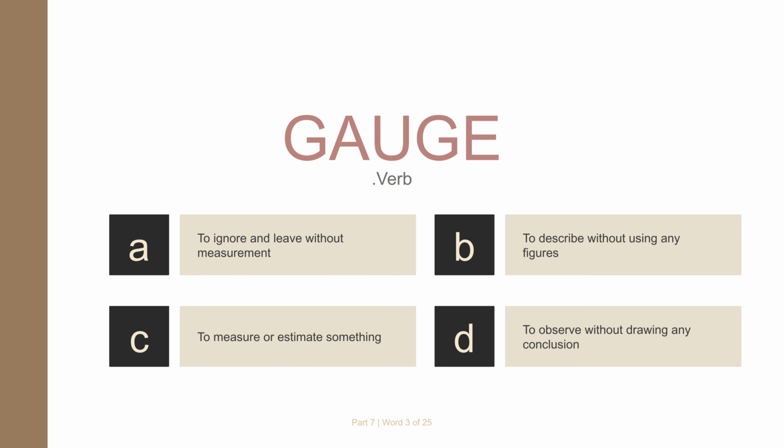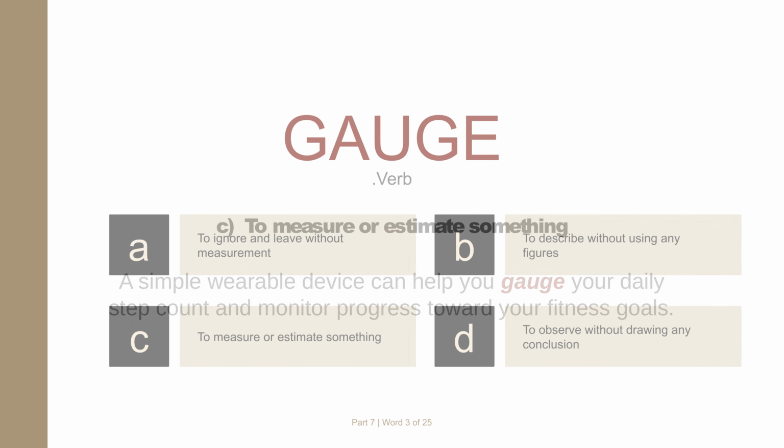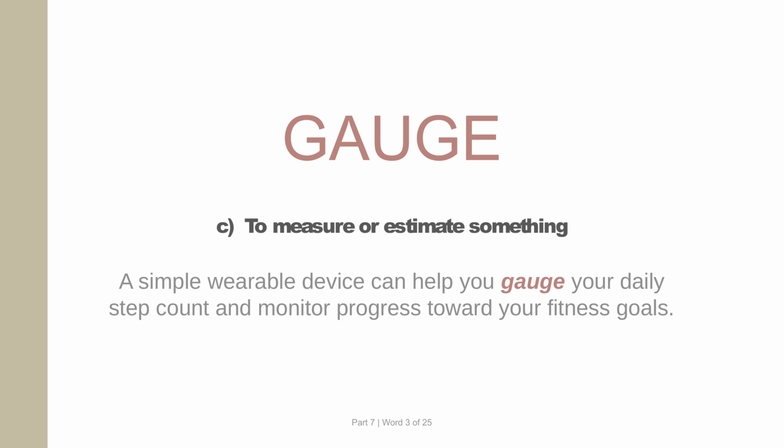Correct answer, Option C. The correct meaning of gauge is to measure or estimate something. Example: a simple wearable device can help you gauge your daily step count and monitor progress toward your fitness goals.